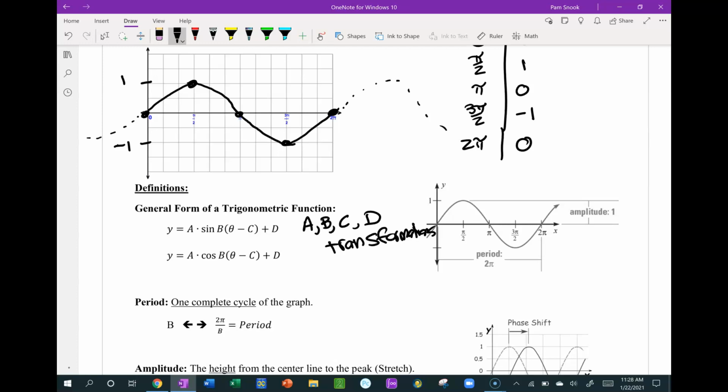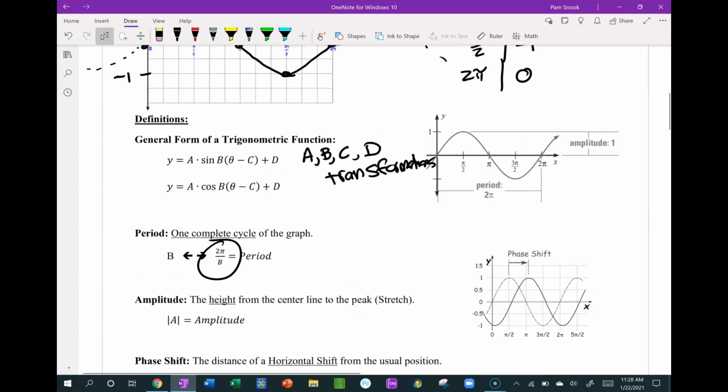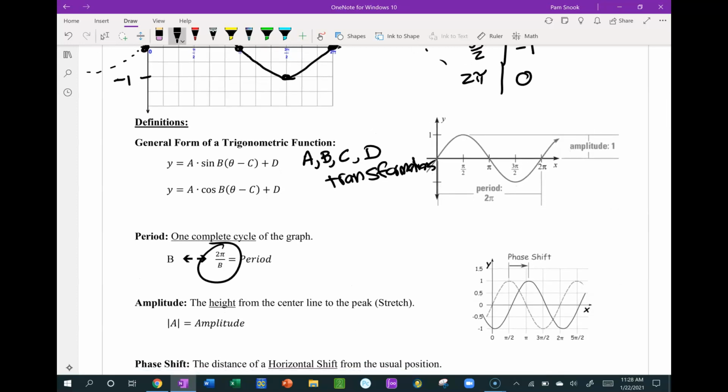With the transformations, we can actually change that period. The formula we're going to use is 2 pi over b. So the amount of time it takes to complete one period is just 2 pi over whatever that b is. The next idea is the amplitude, and that's the distance from the midline to the height. So right here, our midline is right here, and the amplitude is how far you go up to get the maximum. It's also how far down you go. So this is also amplitude.